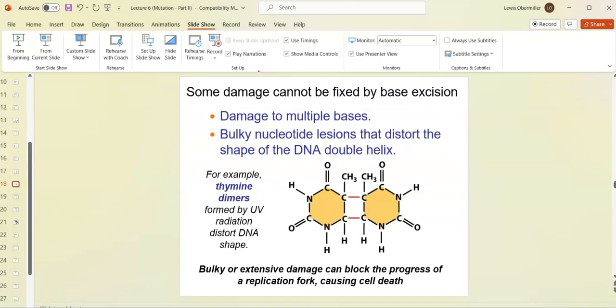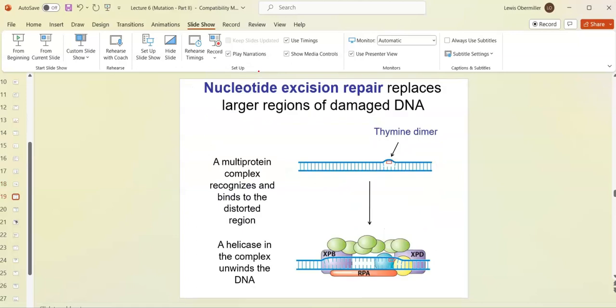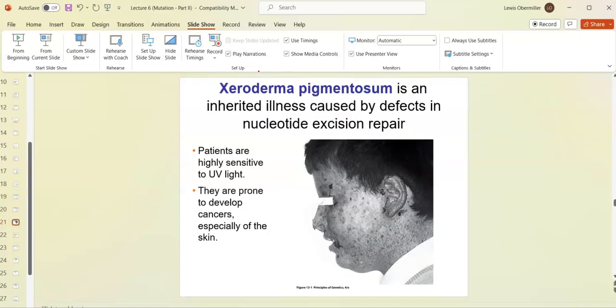Bulky base mutations can't be fixed by base excision because the bases are linked together. Like these two T's are covalently linked to one another, and so you can't just cut off a base. You have to cut off this whole section. So here, nucleotide excision repair recognizes the bulge due to the thymine dimer. There are lots of enzymes in play. I don't care that you know all of these, but I want you to know that it's a complex system. And we talked about this already.